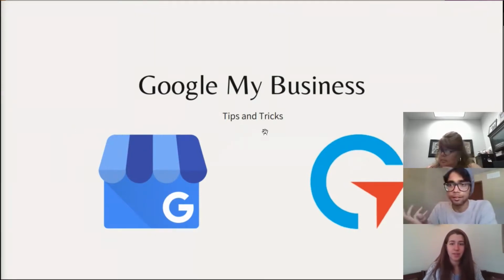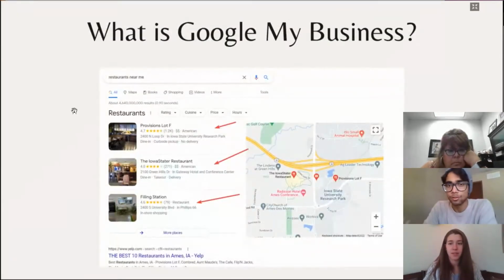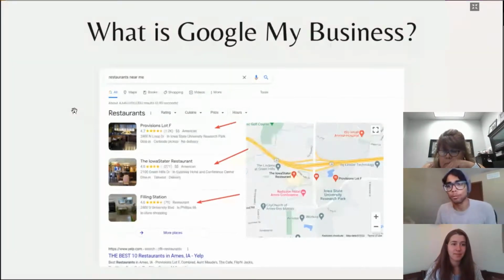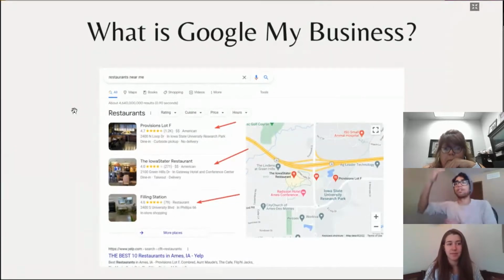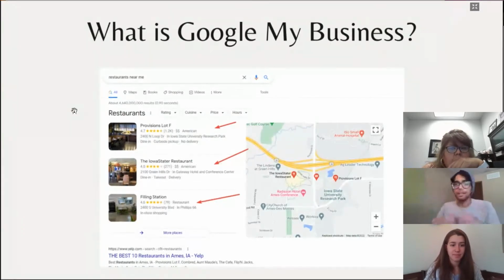So essentially, the first question you may have is, what is Google My Business? In short, and Alison can correct me if I'm wrong, it's essentially like a directory of businesses that Google has when people are searching for businesses like yours. You know how when you go on Google and you type in restaurants near me, or plumbers near me, you get your search results, but above your search results, you get a whole bunch of business cards or business profiles. That is essentially what Google My Business is.